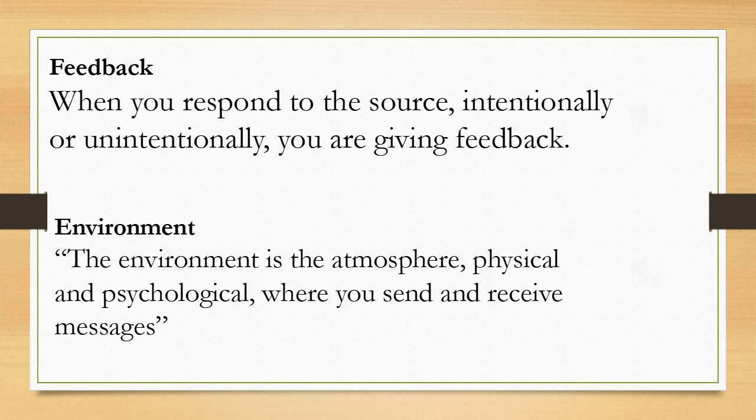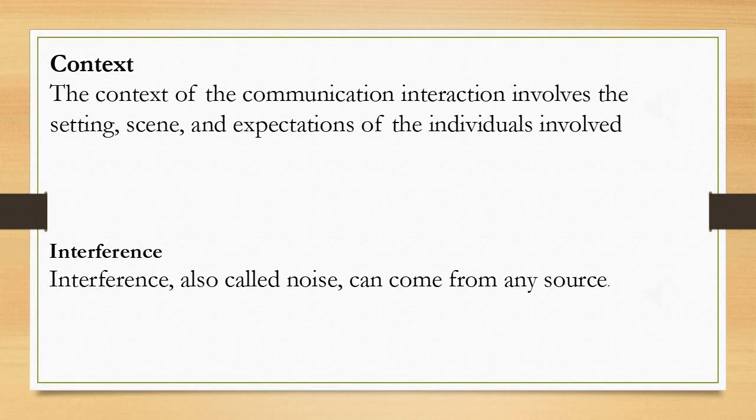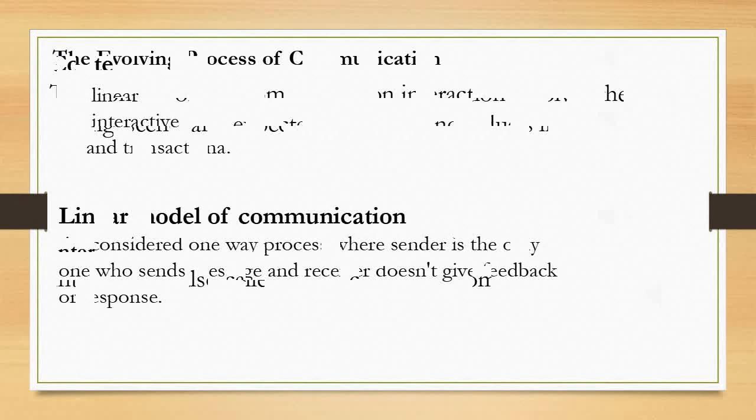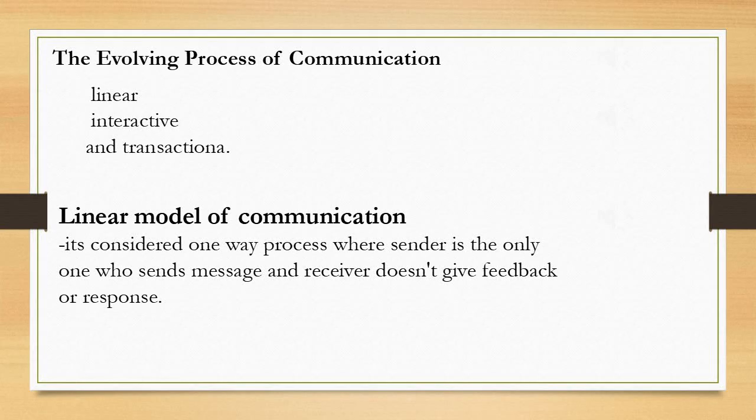Environment. The environment is the atmosphere, physical and psychological, where you send and receive messages. Context. The context of the communication interaction involves the setting, scene, and expectations of the individuals involved. Interference, also called noise, can come from any source. The evolving process of communication.